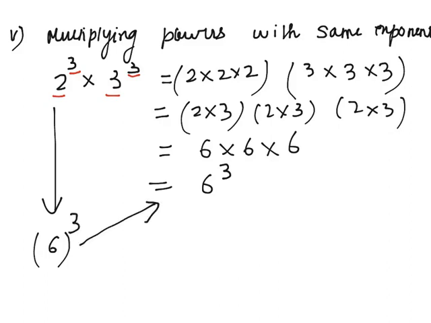So it means if exponents are same and bases are different, we just multiply the bases and the exponent will remain the same. So if we have a raised to the power 4 times b raised to the power 4, we can write it as ab raised to the power 4. To generalize it, we can write it as a raised to the power m times b raised to the power m, which is ab raised to the power m.